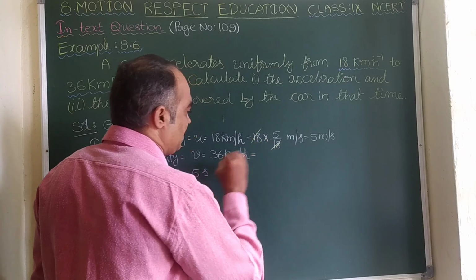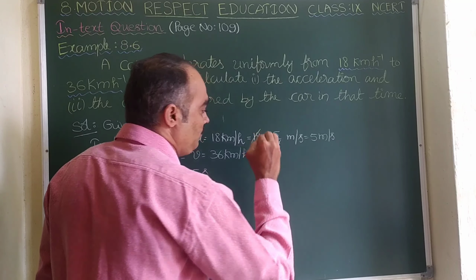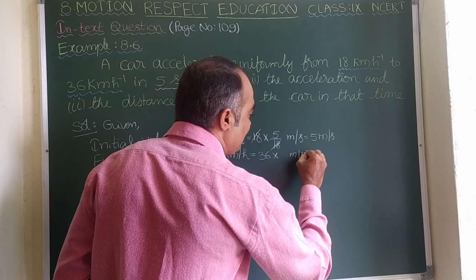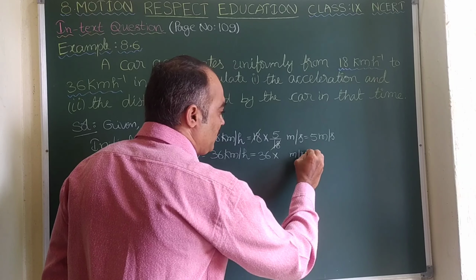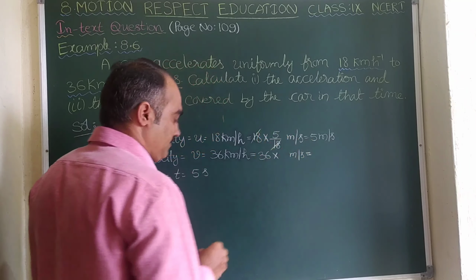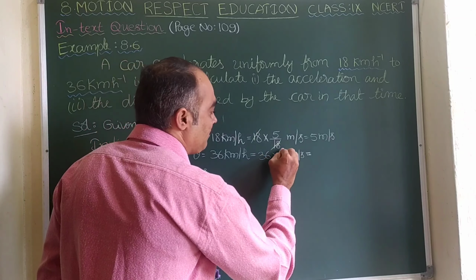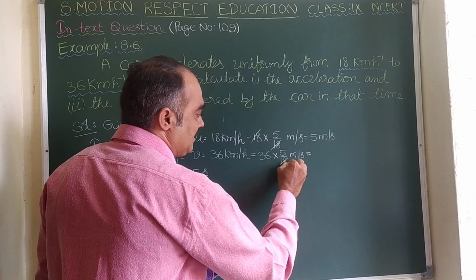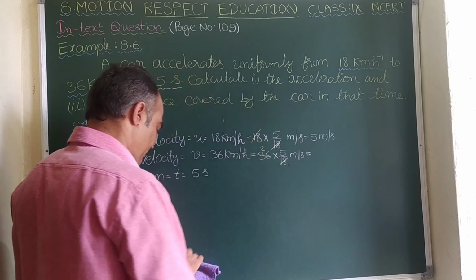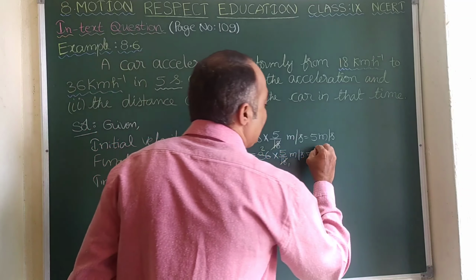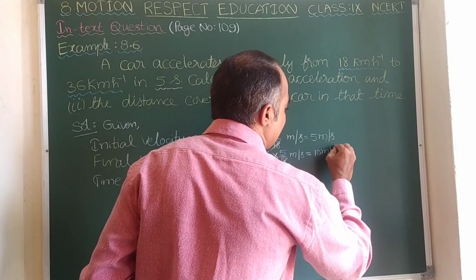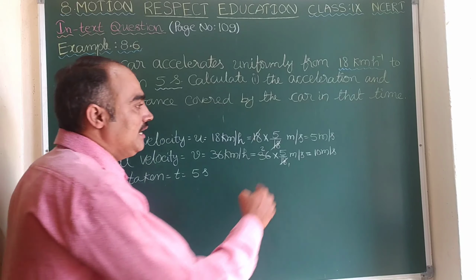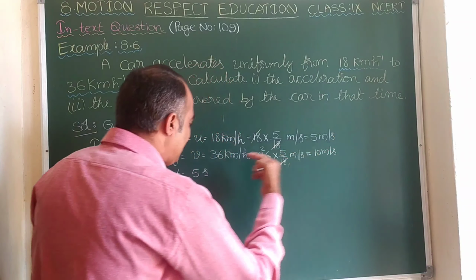In the same way, the final velocity 36, I would like to convert kilometer per hour to meter per second. As I am converting into the smaller unit, I multiply this value again with 5 by 18. Now do the cancellation. 18 ones are 18, 18 twos are 36. So 2 fives are 10 meter per second. This is the final velocity. Now the given time is 5 seconds.